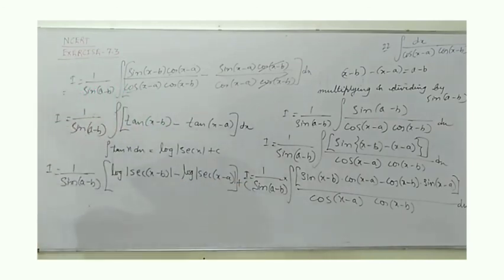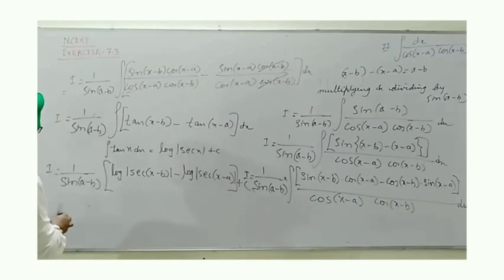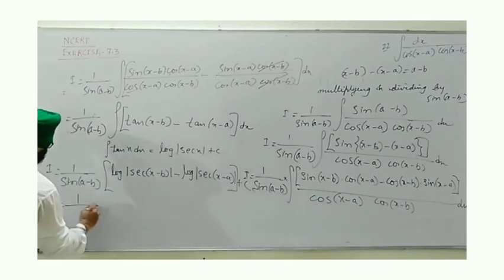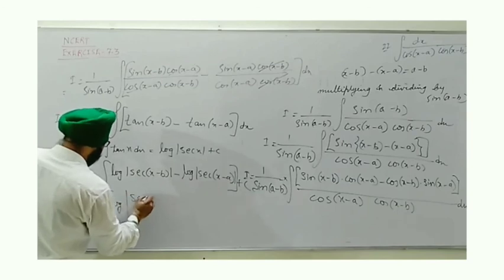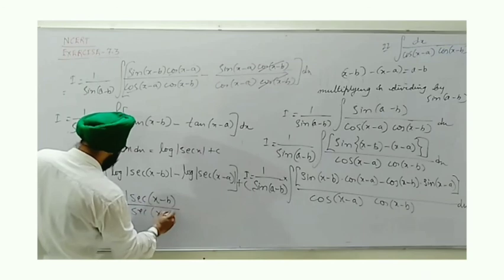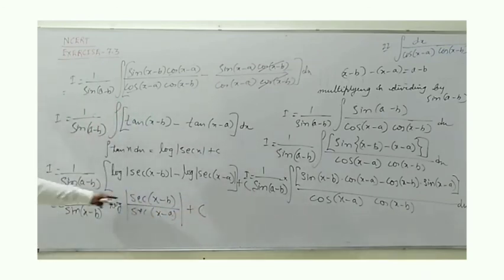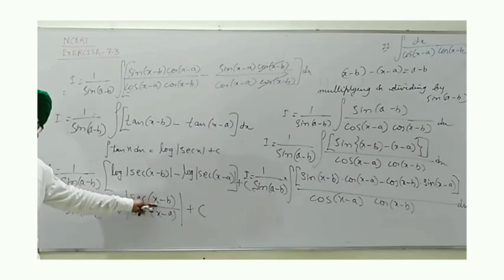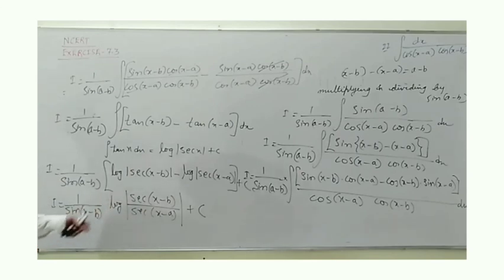That's all. But one more thing: if these two terms are logs with minus, we can apply the properties of log to write that as 1 upon sine A minus B times log of sec x minus B upon sec x minus A plus c. Not only this, you can write these in terms of cos also. In that case, cos x minus B will be the denominator and cos x minus A the numerator. The rest depends on choice. This also will be considered the answer.